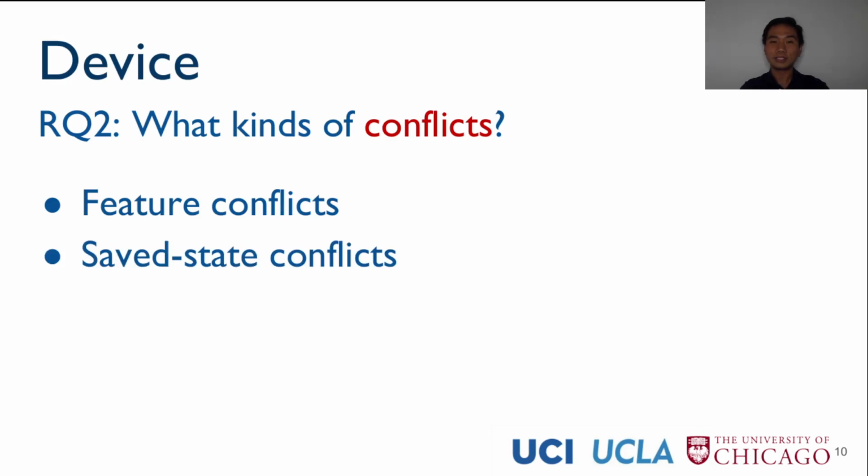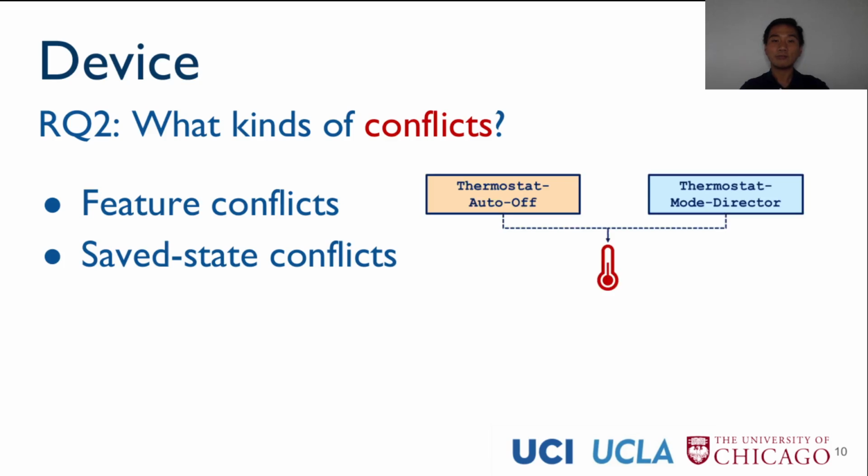Second, saved state conflicts. In this category, we discovered apps that use a local state variable to keep track of the state of a device feature. If one of these apps is paired with another app that also controls the same device, when the device feature changes its state, the first app updates its local state variable, but this value change is not visible from the second app. In one interesting scenario, we found the Thermostat Auto Off and Thermostat Mode Director apps that both control a thermostat.